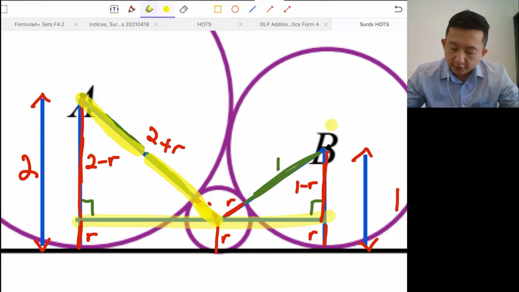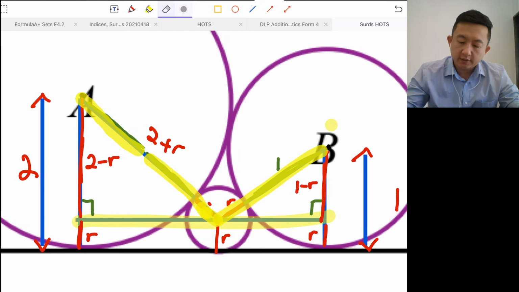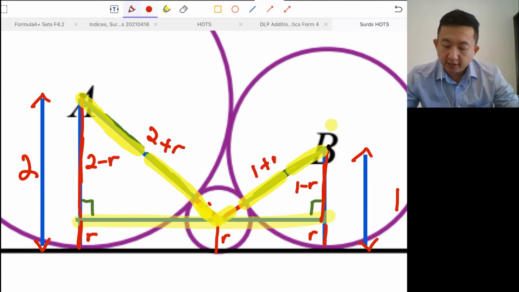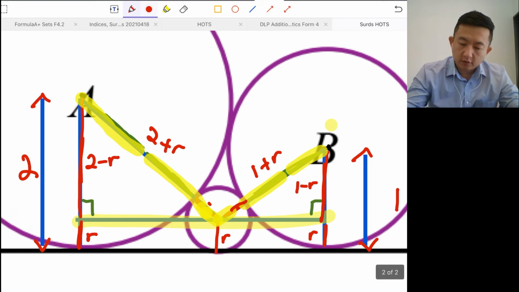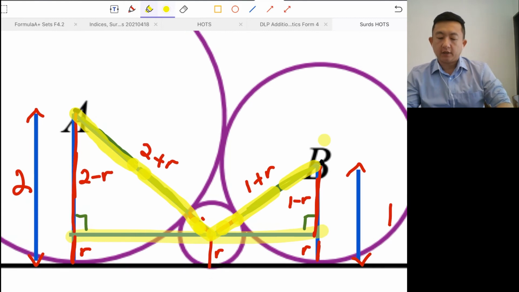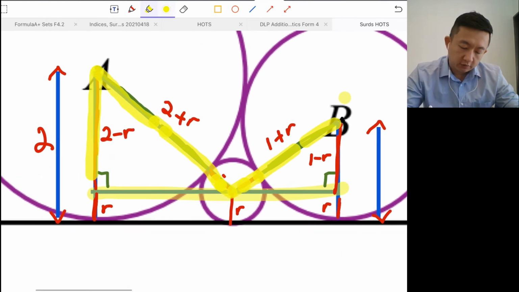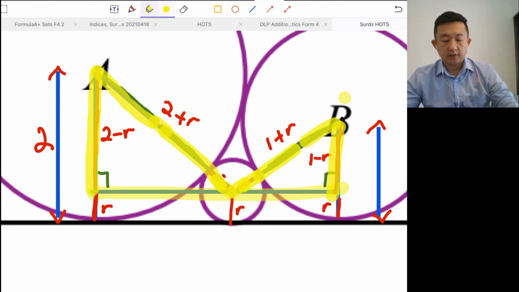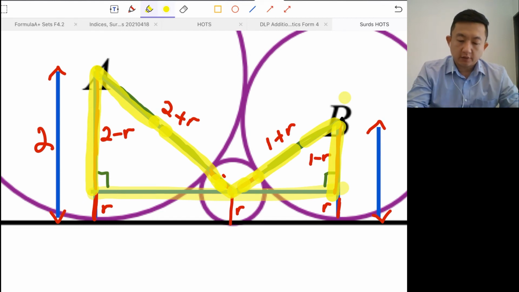So same thing happened here. You have R, you have 1. Adding up the length, you should label it as 1 plus R. Okay? 1 plus R, 2 plus R. And then here 2 minus R, and then here 1 minus R. Okay, you know everything. How about here?